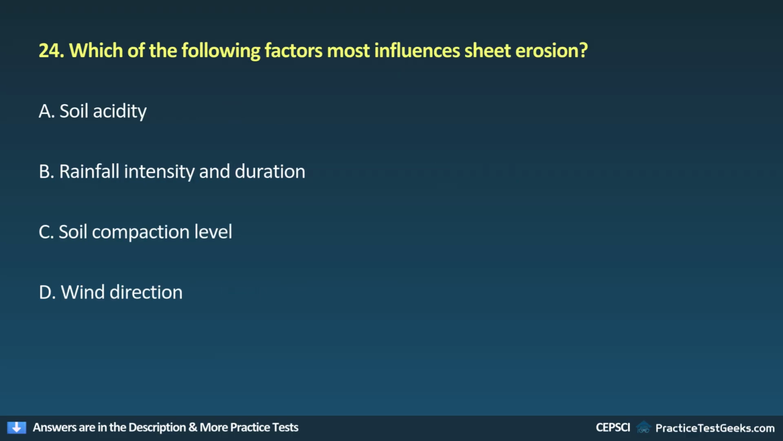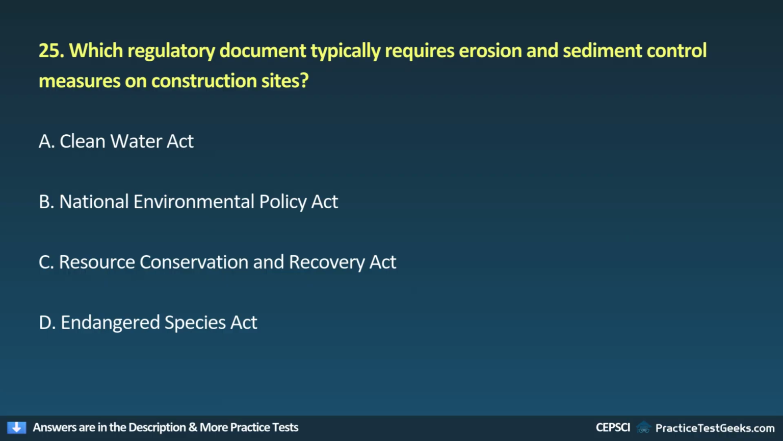24. Which of the following factors most influences sheet erosion? A. Soil acidity. B. Rainfall intensity and duration. C. Soil compaction level. D. Wind direction.